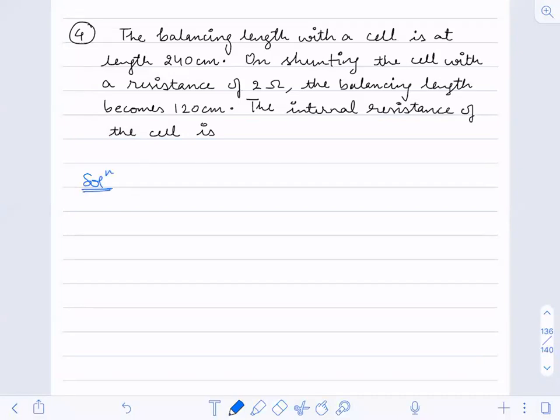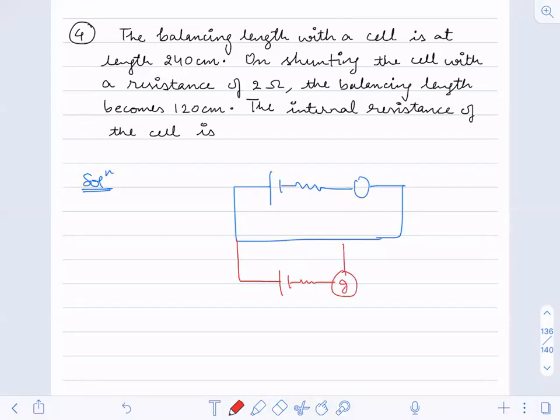Okay, so the balancing length of a cell is 240 centimeter. Which cell? Let me draw the circuit here first. If you remember, this was the primary circuit, or the main circuit. Now the balancing length of the cell: you are connecting it with the cell. So this is the cell, this is the galvanometer, and this is the jockey, by the way, and this is the rheostat, this is the battery eliminator, and this is EMF E.